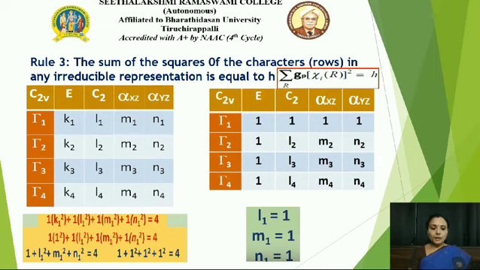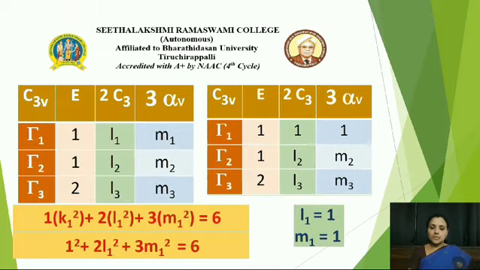So by substituting the values of K1, L1, M1 and N1 as 1, 1, 1 and 1, we will get the answer as 4. So this rule number 3 is satisfied. Similarly, for the C3V group, by substituting the values of K1 squared, 2 into L1 squared, 3 into M1 squared must be equal to 6. So, by substituting K1 equal to 1, L1 equal to 1 and M1 equal to 1, this rule is satisfied.